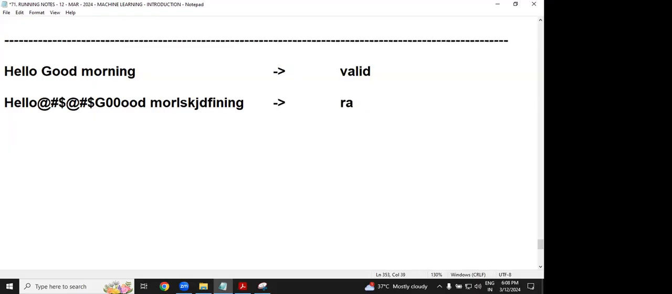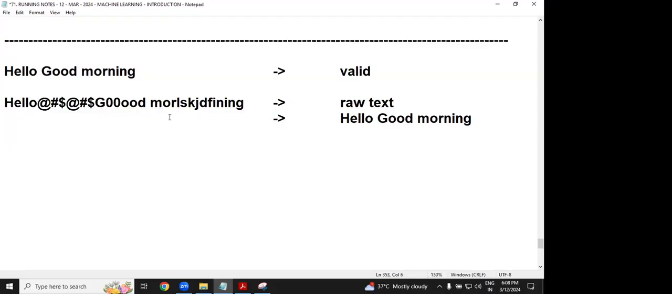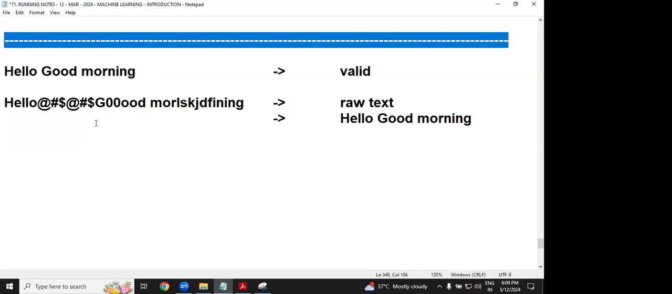Raw text. From this raw text, what output is required? Hello, good morning is required, so text processing is required. Text processing will be done by NLP. Just call one method and automatically all special characters will be deleted, and meaningful words will automatically come out. Which one is the one, which one is the zero? The algorithm can recognize it. This is called text processing.